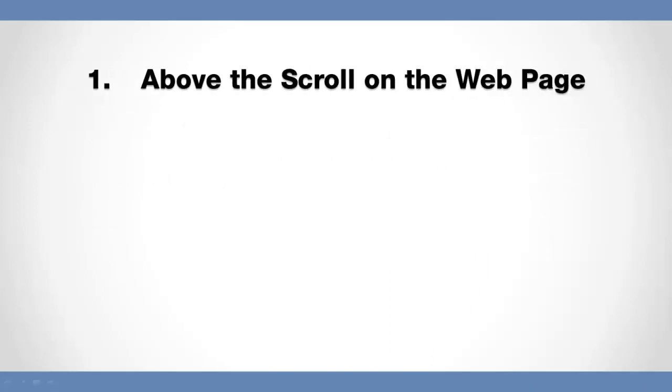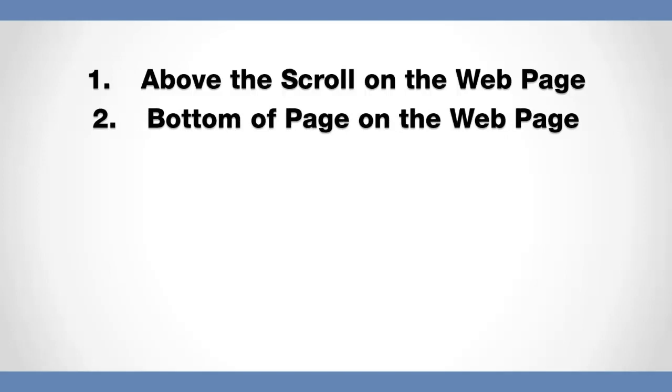One, we need one that's above the scroll on the web page. When I say above the scroll, it means it's already there on the web page when they first turn up. They don't have to scroll down the web page to see that. So the first one is above the scroll on the web page. The second one is at the bottom of the page. So on the web page we have two: one at the top and one at the bottom.